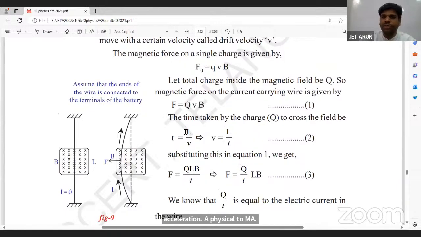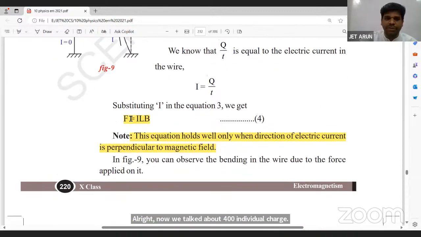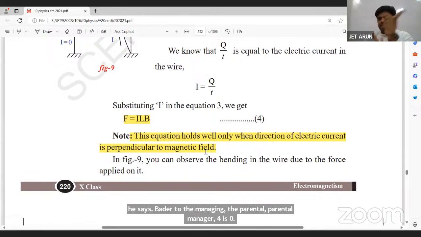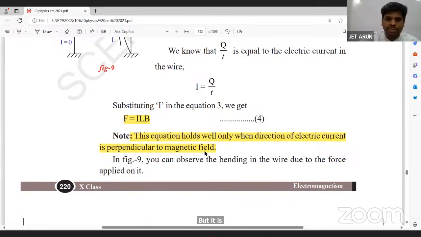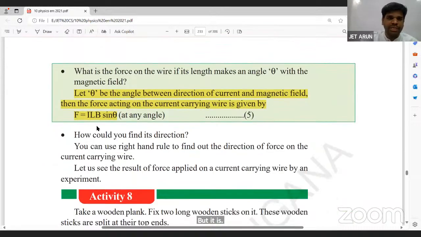All right. Now we talked about force on an individual charge, and force on a current carrying wire turns out to be BIL, highlighted here with yellow. F is equal to BIL: magnetic flux density, current through the conductor, and length of the conductor. This holds well only when the direction of the electric current is perpendicular to the magnetic field. Important: it's actually BIL sin theta. Theta becomes 90, sin 90 becomes 1, so you get BIL. Be careful when you apply. If it says the current is flowing parallel to the magnetic field, force is 0. But if it's going perpendicular to the magnetic field, then it's BIL. So in general, it's BIL sin theta.